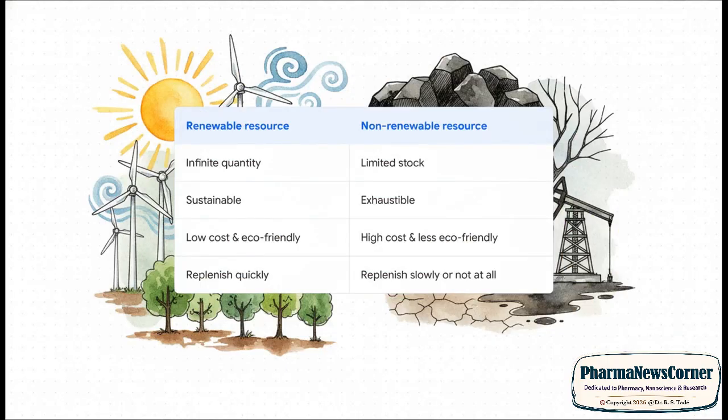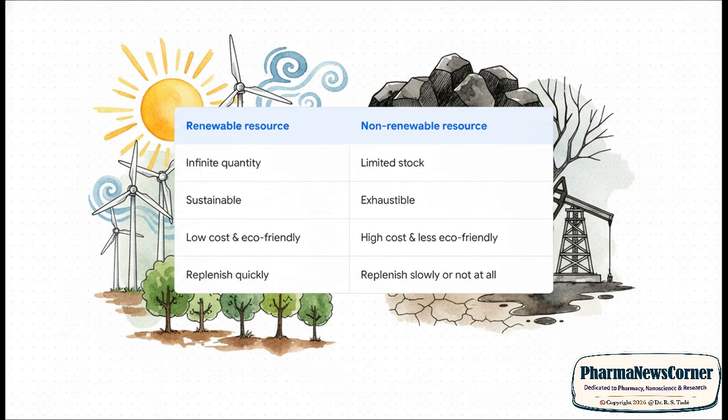And these resources, they basically come in two flavors. On one side, you have your renewable resources, things like sunlight and wind. They replenish super quickly, so they're essentially infinite. But on the other side, you have non-renewable ones, like coal and oil. These are finite. Once we use them up, they are gone for good.